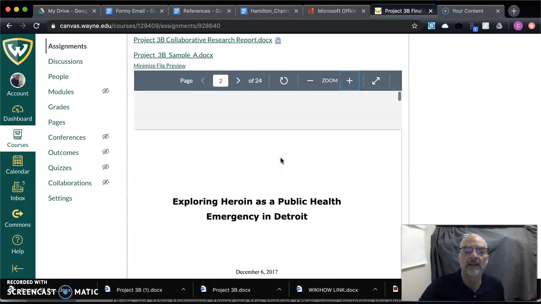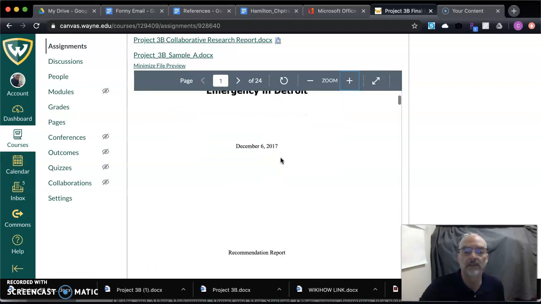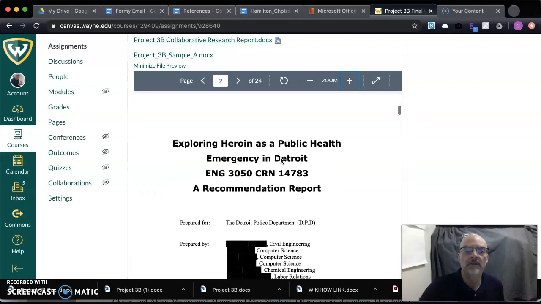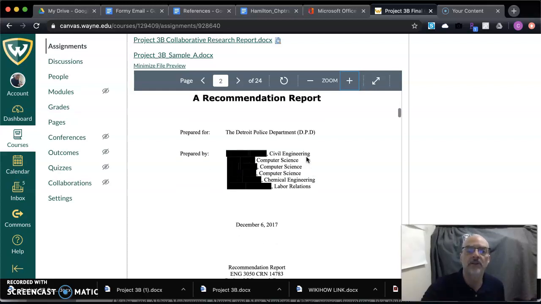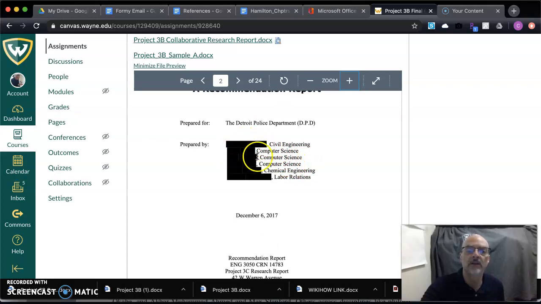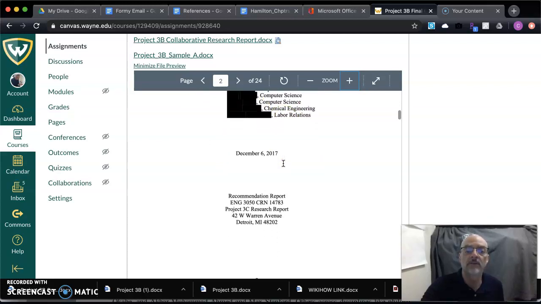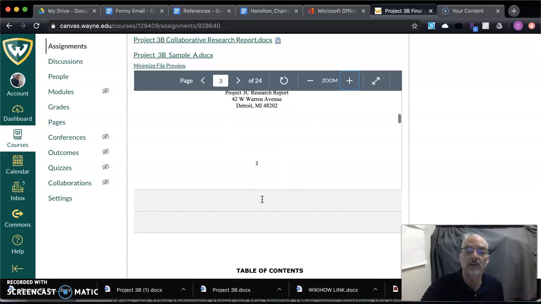Here we have the title page, the date, page numbers, and then "prepared for." This is what I want to talk about. We slowly start to get more specific about whom we are submitting this to. This was very specific to the Detroit Police Department, and I believe later on they specify a specific committee within that department. And here we have who it's prepared by: the group, the members in the group, and this particular course.